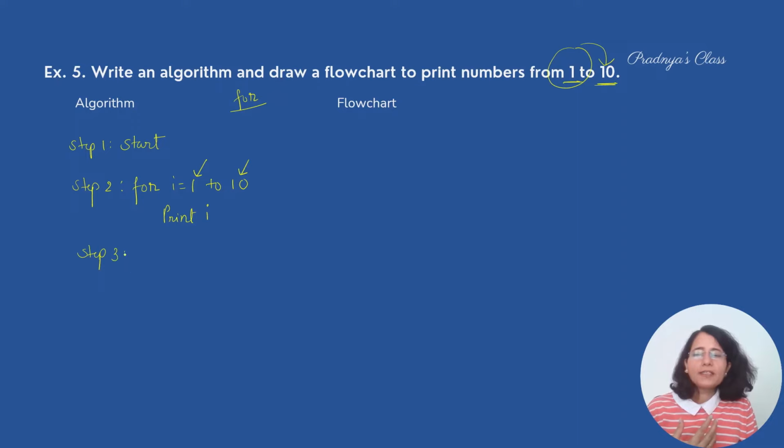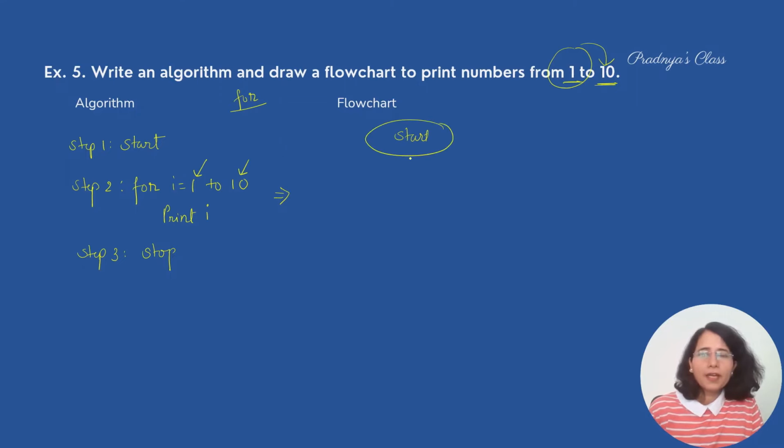So the last step will be stop. Now let's try to draw the flowchart for it. So first step is start. So we are using oval shape for that. And then we have to design this loop. So how to design this loop?